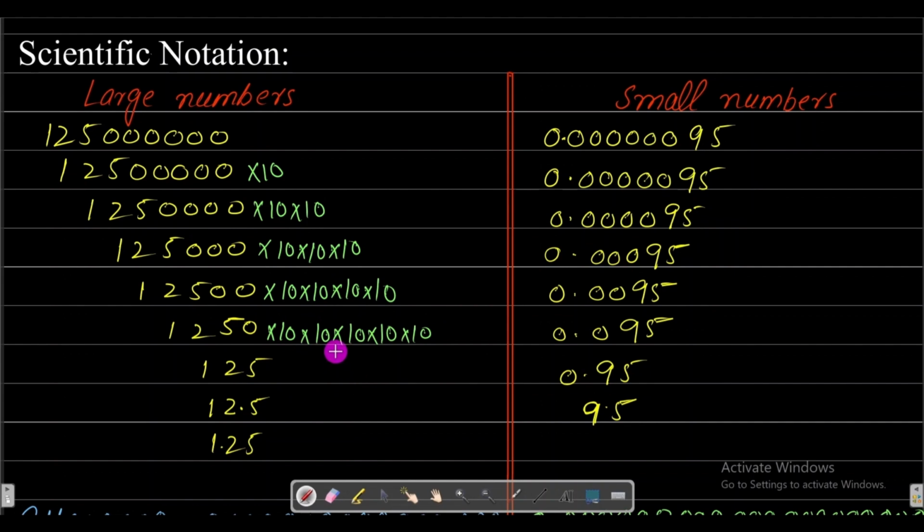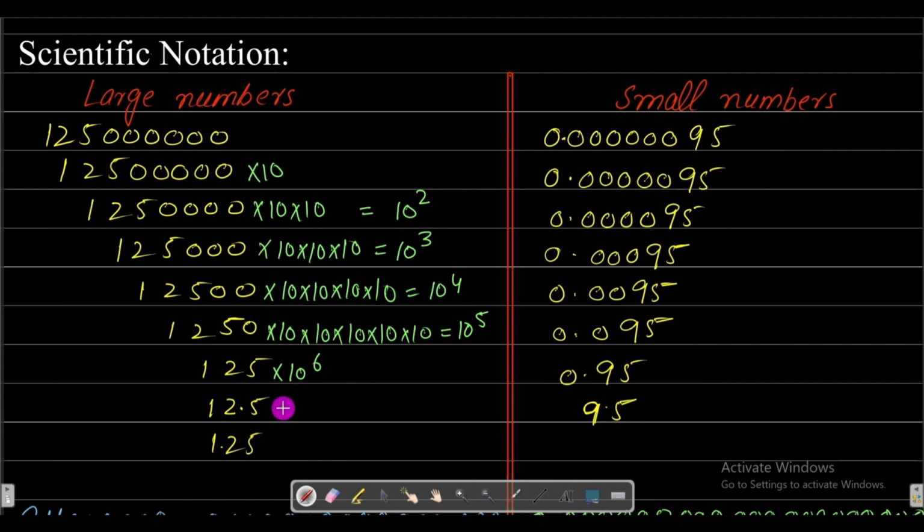For these tens, we know that this is a 10 and this is 2 times of 10. So we will use the exponent, which means that 2 times of 10 is equal to 10 power 2. And here 3 times of 10 is equal to 10 power 3. And this is 4 times of 10, which is equal to 10 power 4. And this is 5 times of 10, which is equal to 10 power 5. And similarly, here I will write multiply 10 power 6.